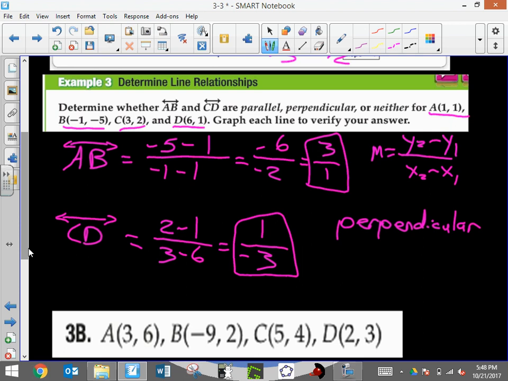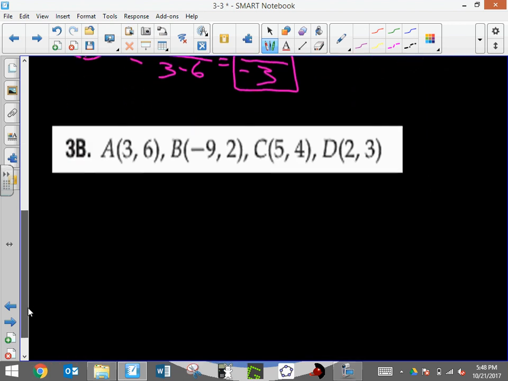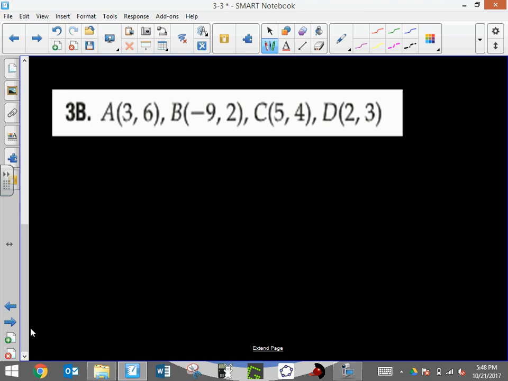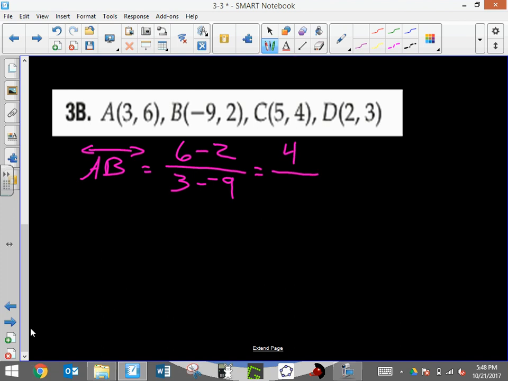Okay, I've got one more that I'd like to show you. It's the same thing. We're going to find the slopes of AB and CD again. So I have AB. We'll go ahead and start with 6. So we'll go 6 minus 2 over 3 minus -9. 6 minus 2, that will get us 4 over, that's really plus on the bottom, so 3 plus 9, that's going to get me 12, which will simplify to 1/3.